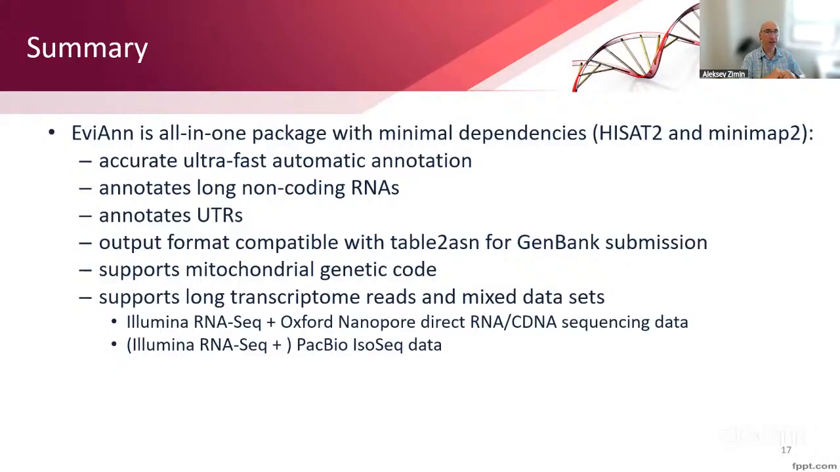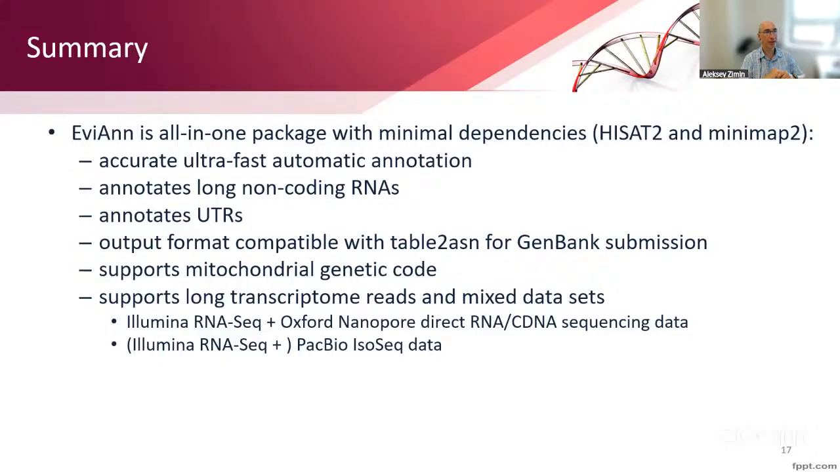It provides ultra-fast automatic annotation. It's validated. It annotates long non-coding RNAs, which not many other packages do. In fact, only Finder is the competing package that annotates long non-coding RNAs. It gives you UTR annotations for most protein coding genes. I specifically designed it to output a format compatible with the table2asn tool for GenBank submissions. And my GitHub site has information on how to use that tool to create a submission package for EviAnn. The latest version supports the mitochondrial genetic code.